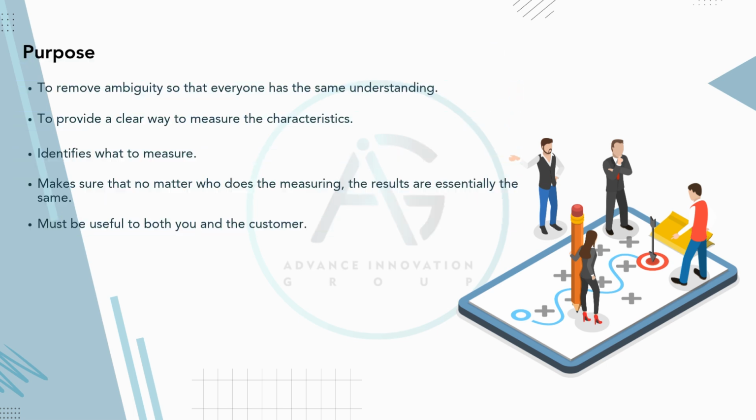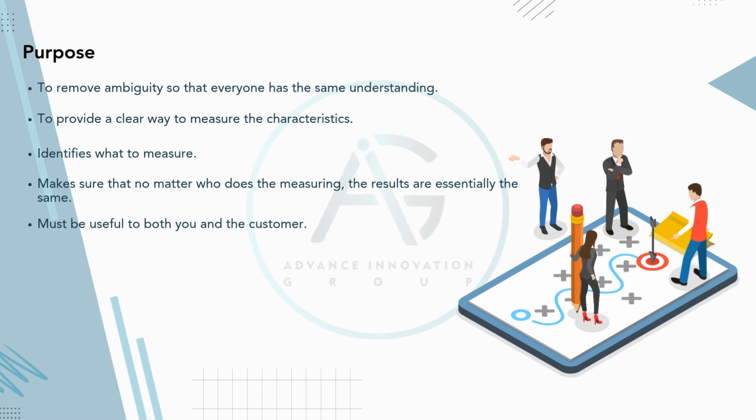This slide highlights the fundamental purpose of creating a solid data collection plan, DCP, in Lean Six Sigma. The first and foremost reason is to remove ambiguity. Everyone involved in data collection must be aligned with the same definitions and measurement methods. This eliminates confusion and ensures consistency.